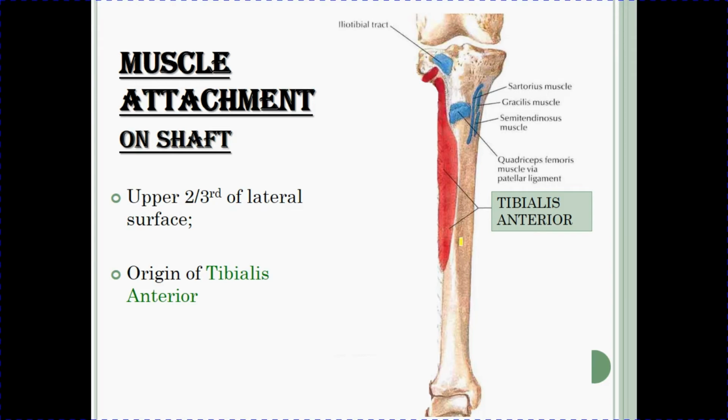Okay, the other muscle which is present on the shaft, on the upper two-thirds of the lateral surface, there is origin of tibialis anterior muscle. So look over here, this is tibialis anterior muscle. It is arising from the upper two-thirds of the lateral surface of the shaft of the tibia, tibialis anterior muscle.